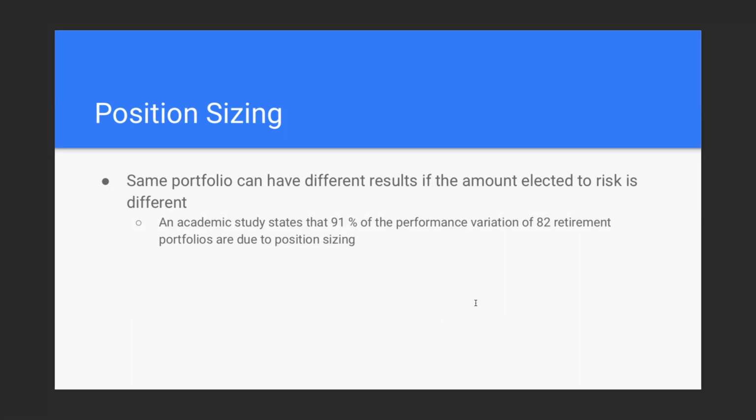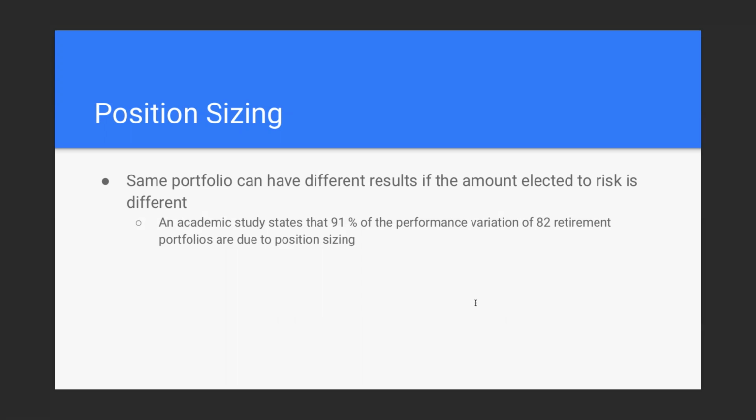It is proven that the same portfolio can have different results if the amount elected to risk is different. This has been an academic study: 91% of the performance variations of 82 retirement portfolios are due to position sizing. That means for the same portfolio, you can have different results. I can also show this in our tracker. It will be very different for different ones.